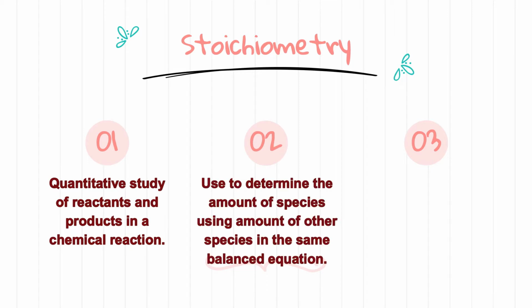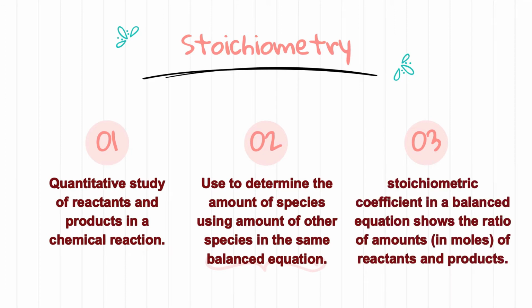And this stoichiometry is used to determine the amount of species using the amount of other species in the same balance equation. So, the stoichiometric coefficient in a balance equation will show the ratio of amounts in mole of reactants and products.